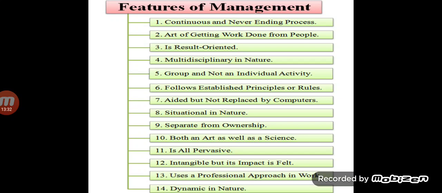Sixth point, follows established principles or rules. The sixth characteristic or feature of management is that it follows established principles or rules.